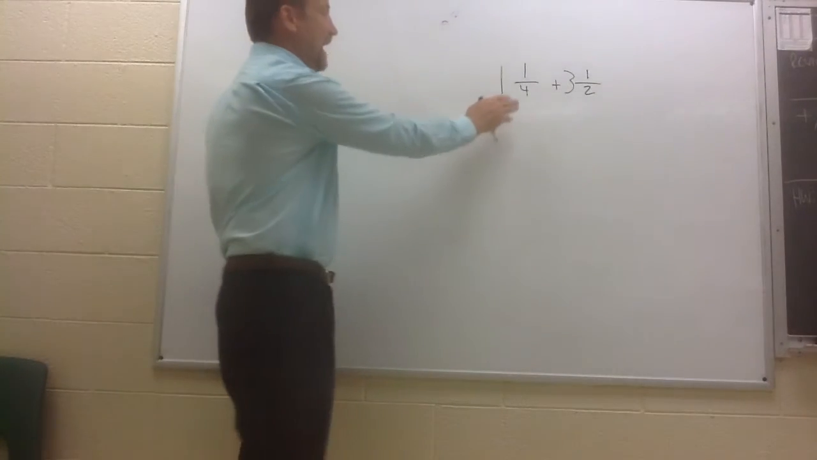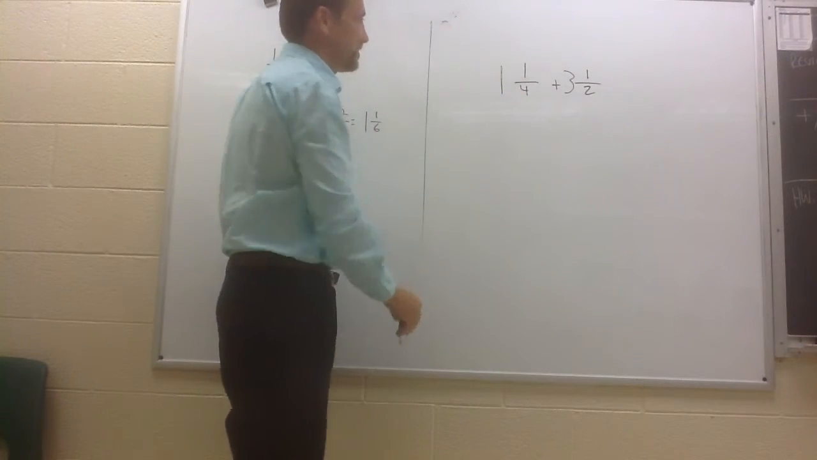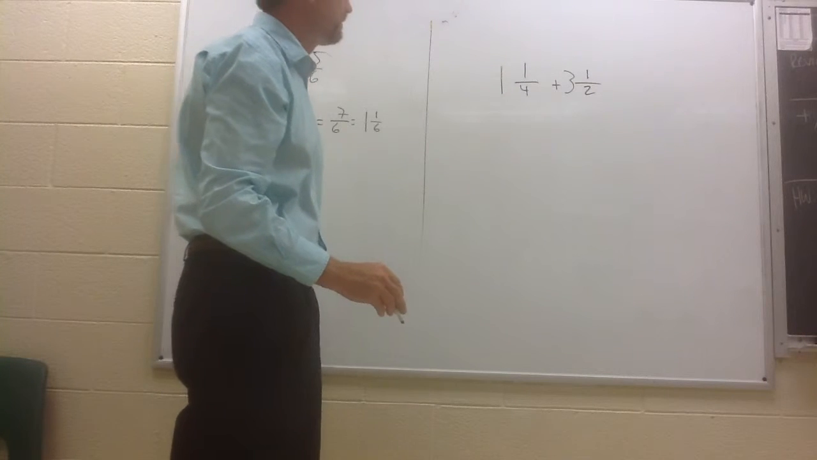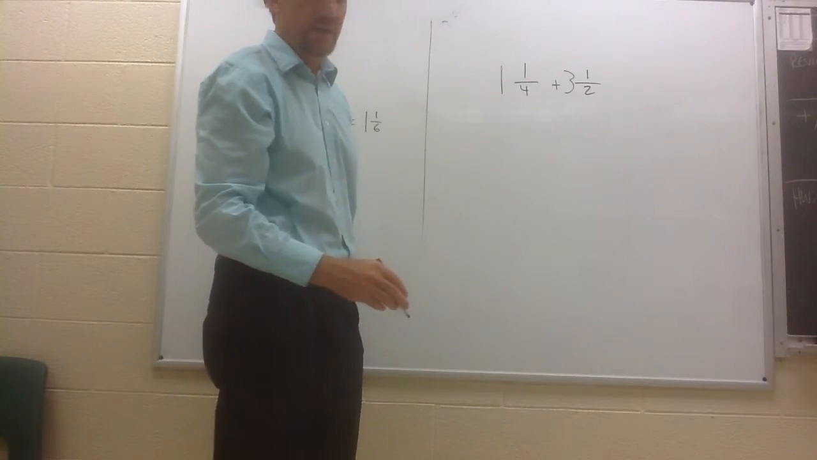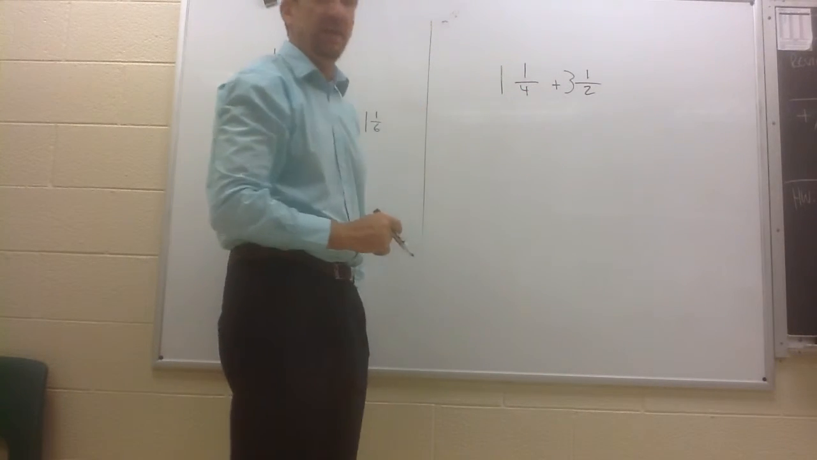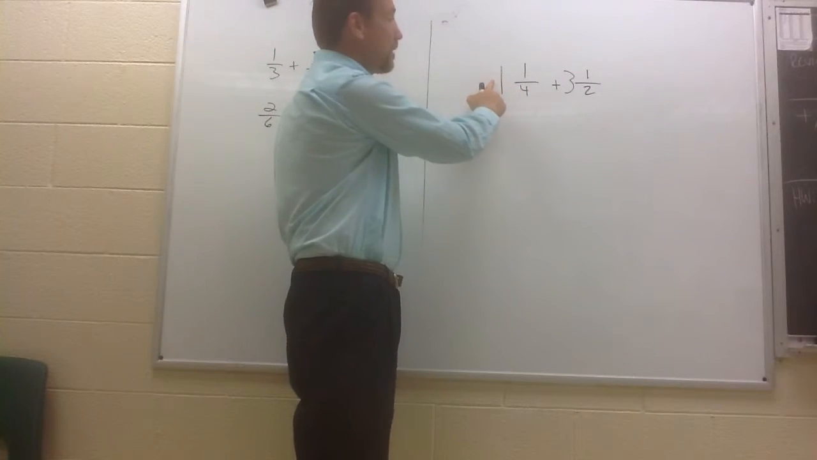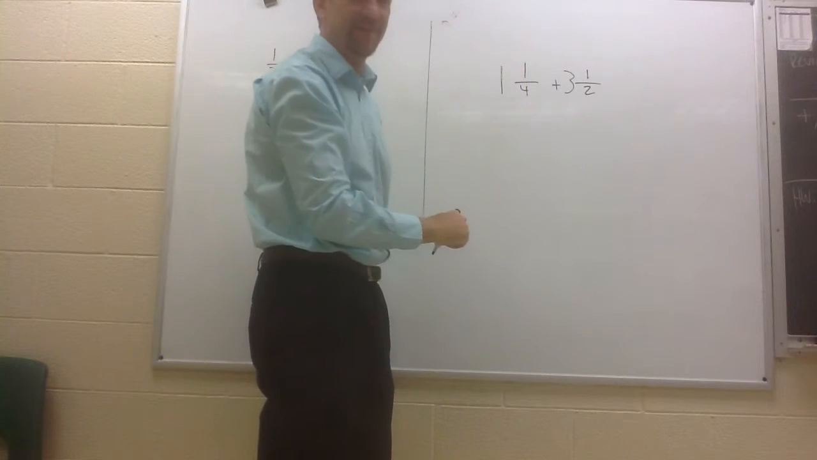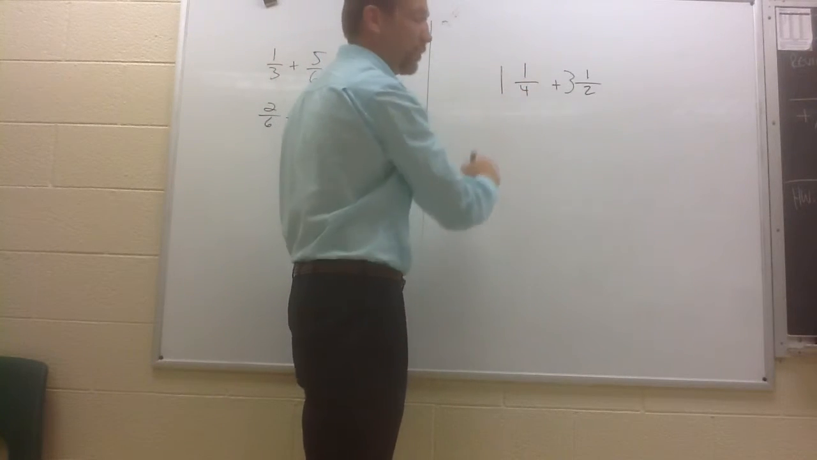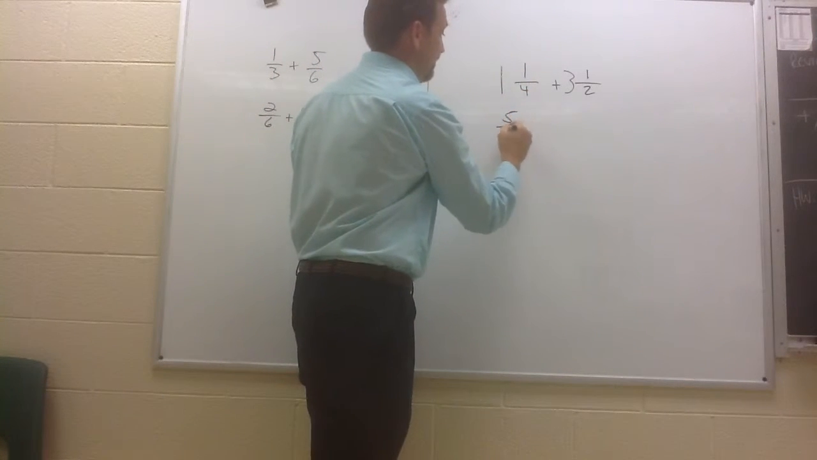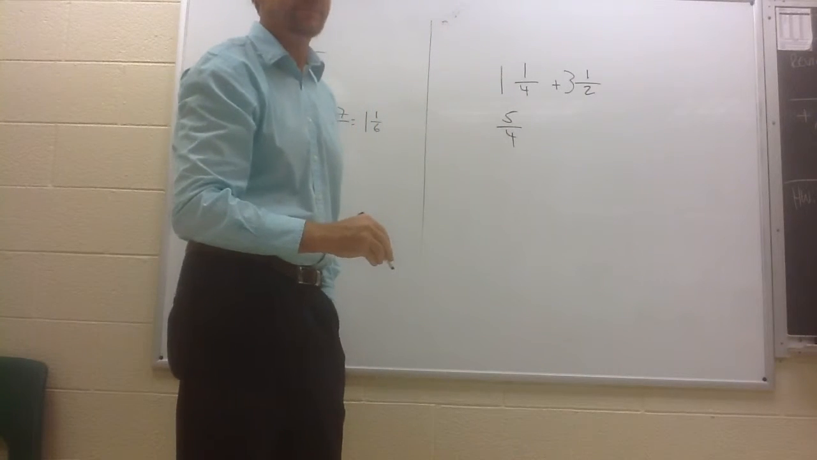All right, adding mixed numbers. You have a couple options here when you add mixed numbers. You could change the mixed numbers into improper fractions. 4 times 1 is 4, plus 1 is 5. 1 and 1/4 is the same as 5/4.